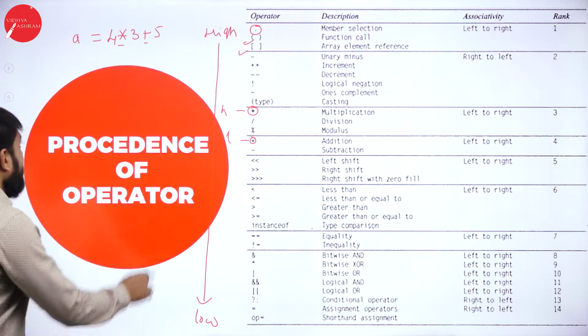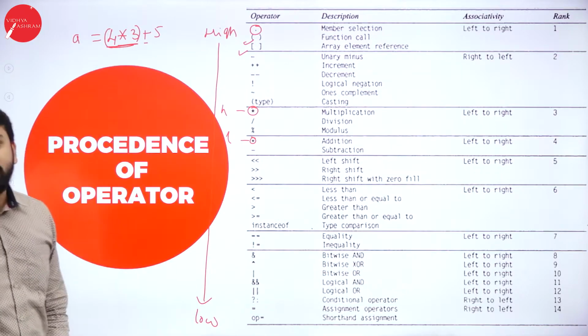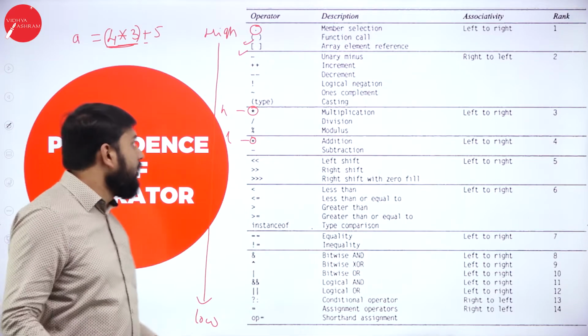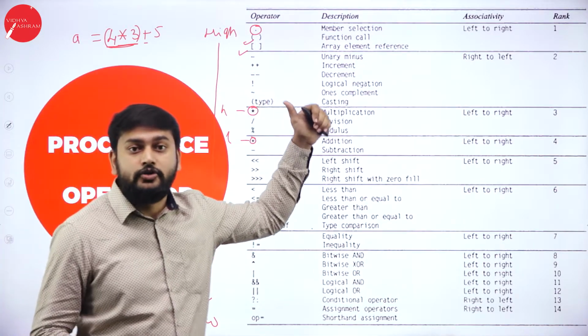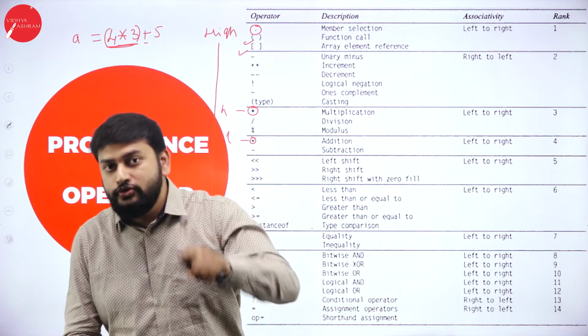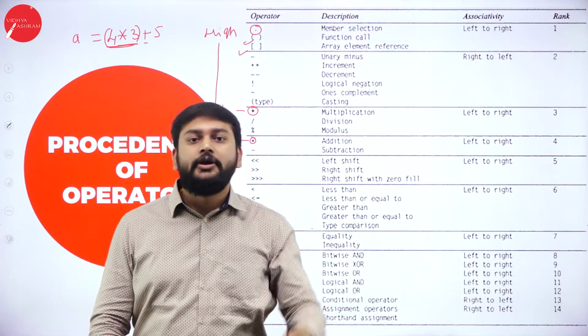So first, I need to solve this. 4 into 3 is 12. All right, 4 3s are 12. 12 plus 5 is 17. So that is my answer according to the precedence of operators. This is how you need to remember what exactly the priority of each and every operator that we have.